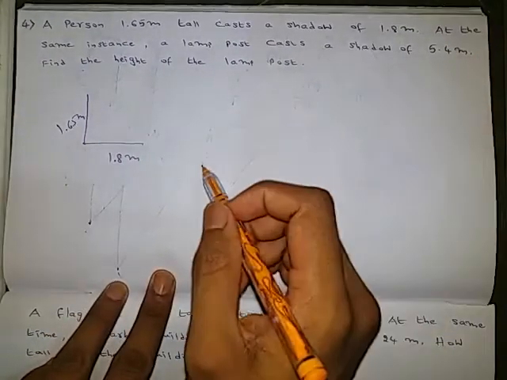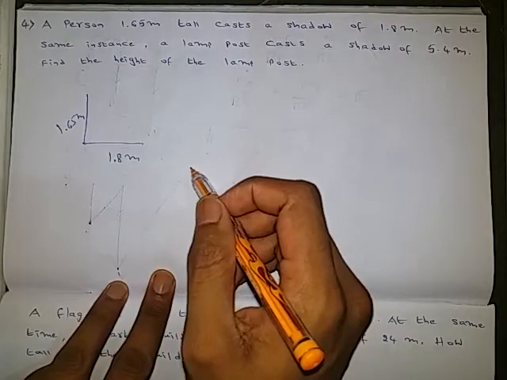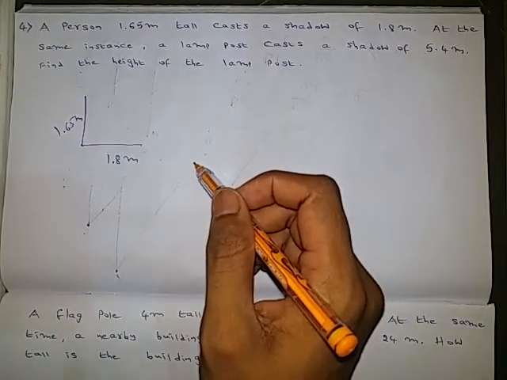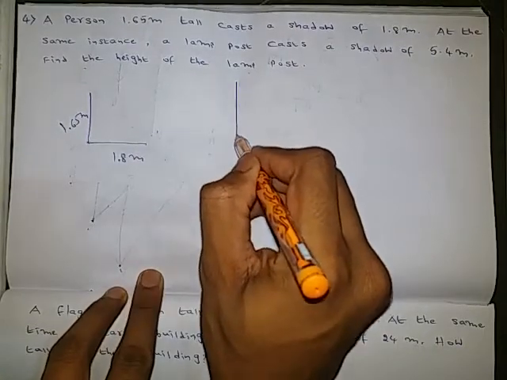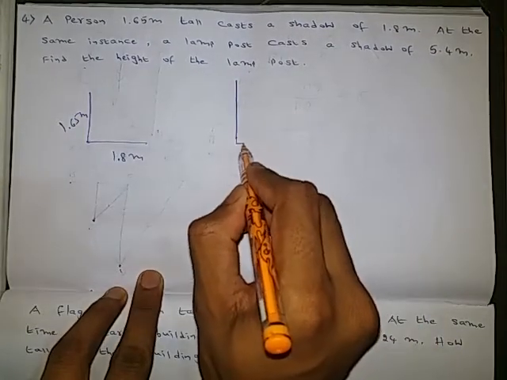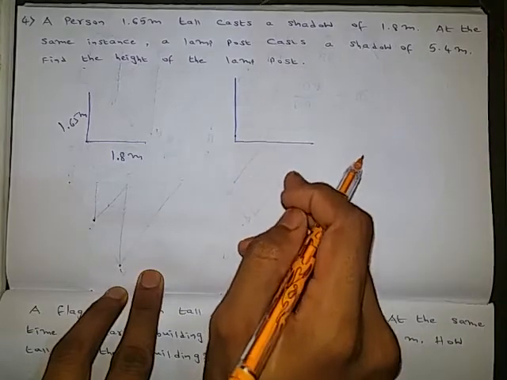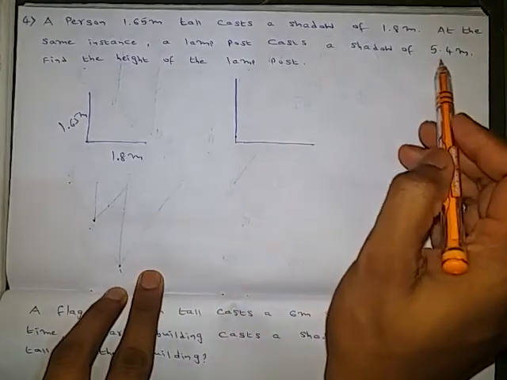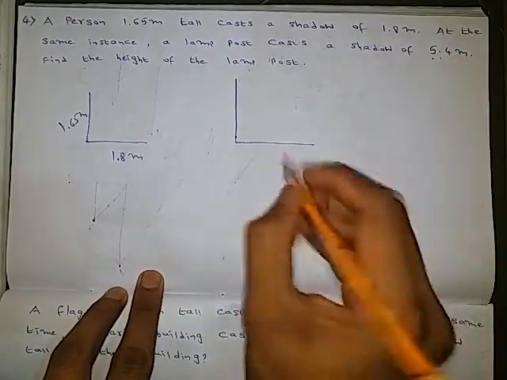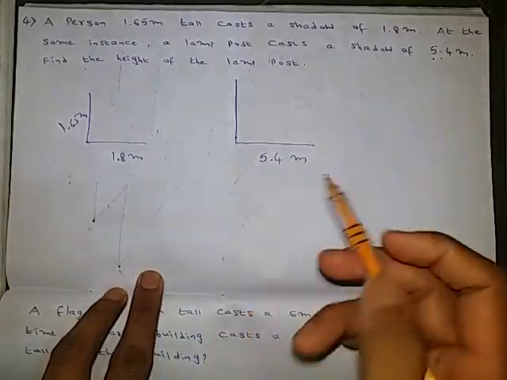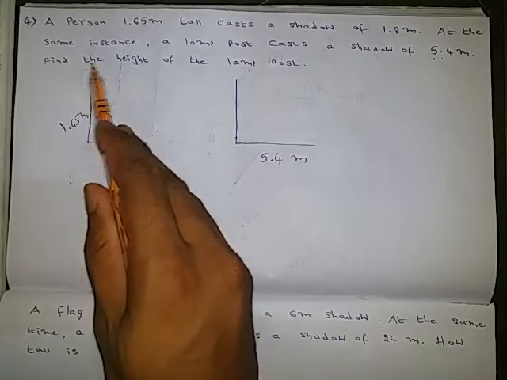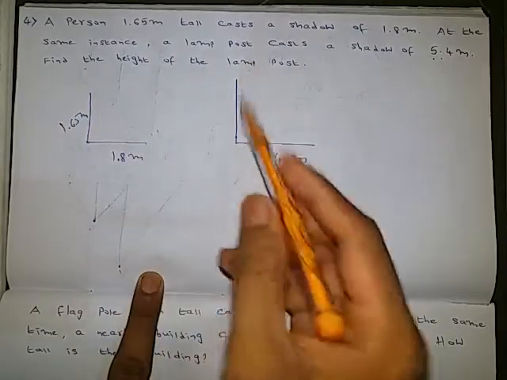At the same instant, a lamp post casts a shadow of 5.4 meters. So somewhere we have one more lamp post. That lamp post is also creating a shadow. That shadow is given as 5.4 meters. This shadow measurement is given as 5.4 meters. Then he is asking to find the height of the lamp post.